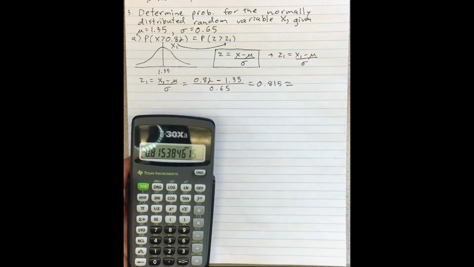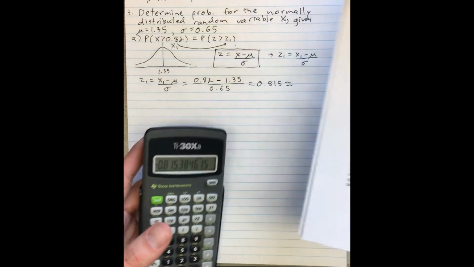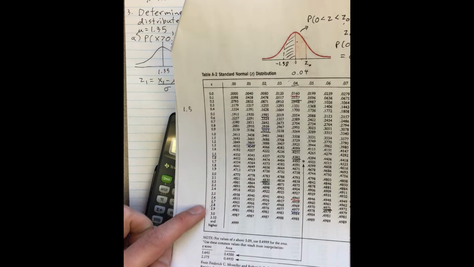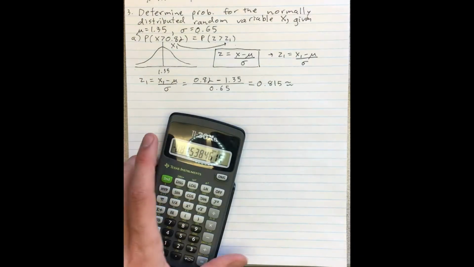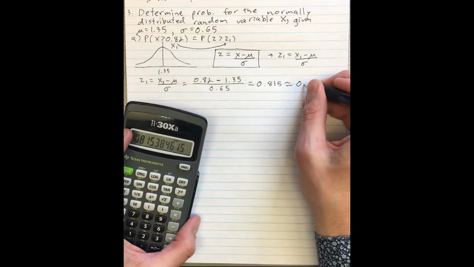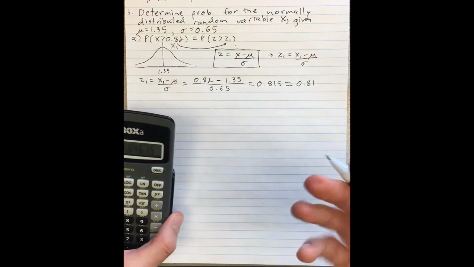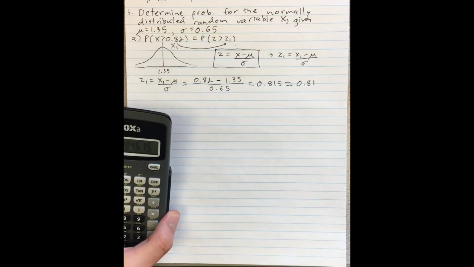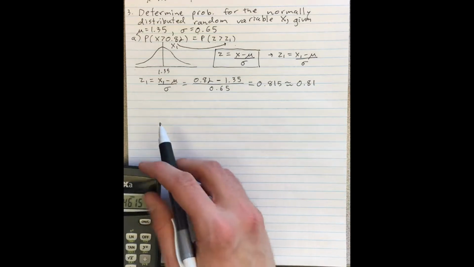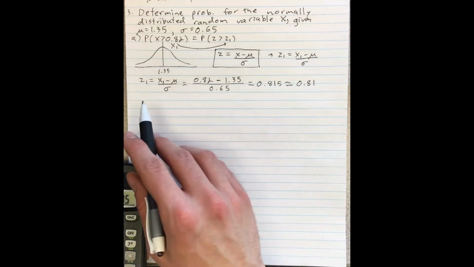And you know, because you're working on a standard normal distribution, because you're going to be using only values that have 2 decimal places, you only really need to round to 2 decimal places in just this specific case. Usually we don't want to round until the very end, but when it comes to this stuff, it's okay. All right, so Z1 is 0.81.